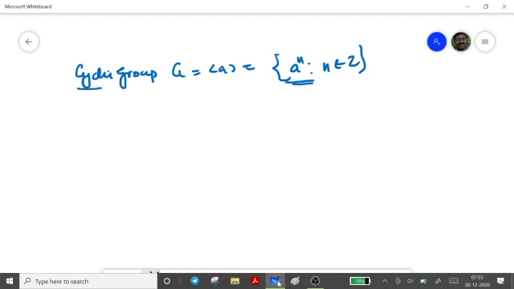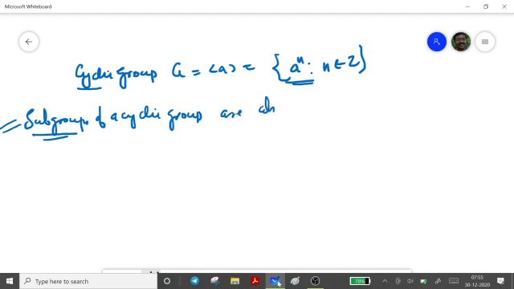Today we will be discussing the subgroups of a cyclic group. I also hope you understand what we mean by subgroups. We'll prove here that subgroups of a cyclic group are also cyclic. That's the important result in this section. It's very simple, it's basic number theory.